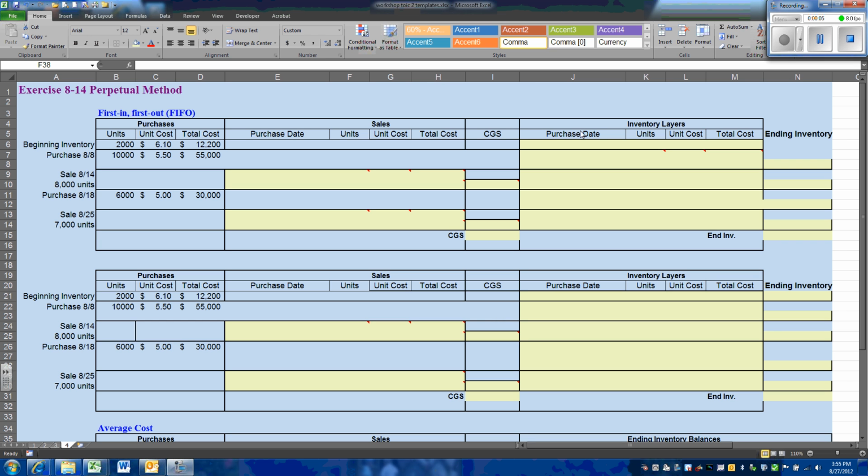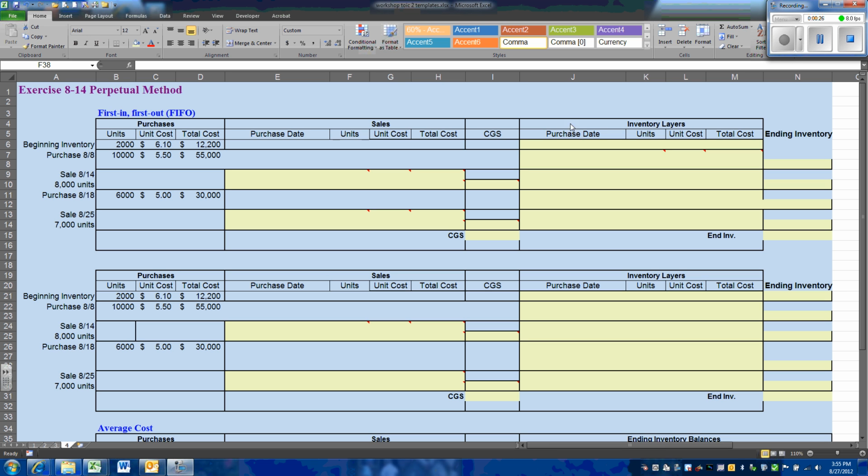In this exercise in workshop 2, we're going to be looking at the different inventory valuation techniques, FIFO, LIFO, and weighted average, employed in a business that uses the perpetual inventory method.